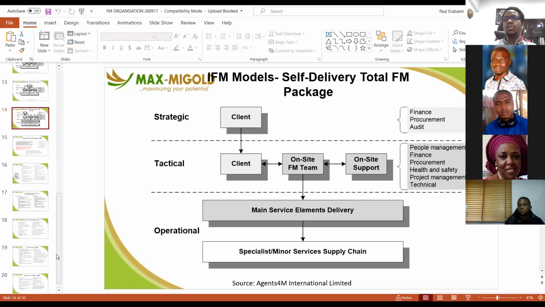To remove that risk of failure, you could have the total FM package where he's no longer using third party contractors over whom he doesn't have that kind of firm grip. He now has people who are directly working for him in his organization who have a shirt to fight for. And that is the total FM package in FM delivery. So that's basically the key models when you are trying to outsource your FM.